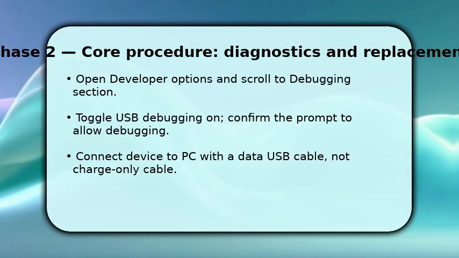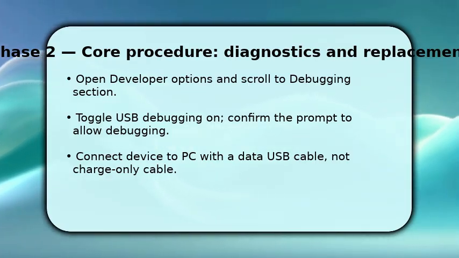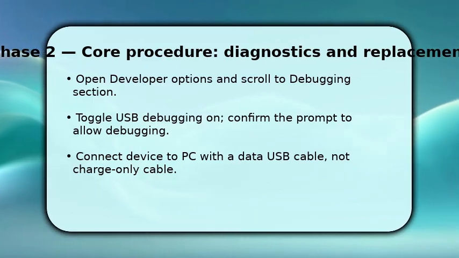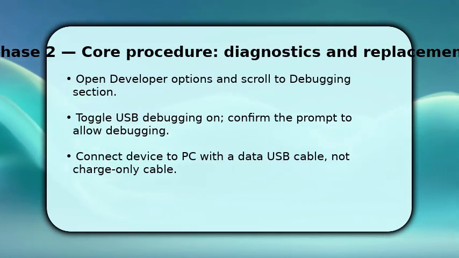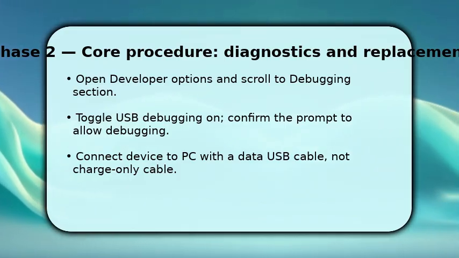In Developer Options, find the Debugging section and toggle USB debugging on. A confirmation appears because this exposes a direct device interface. Accept the prompt to enable it. Next, connect the phone to your computer with a quality data USB cable. Charging-only cables won't allow this. Finally, authorize your computer.